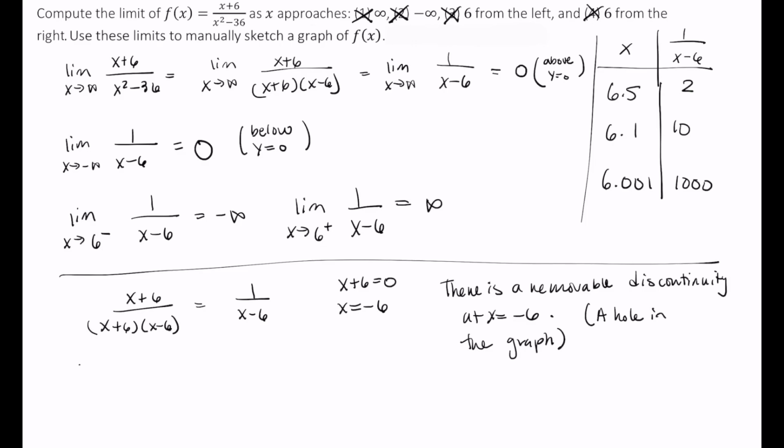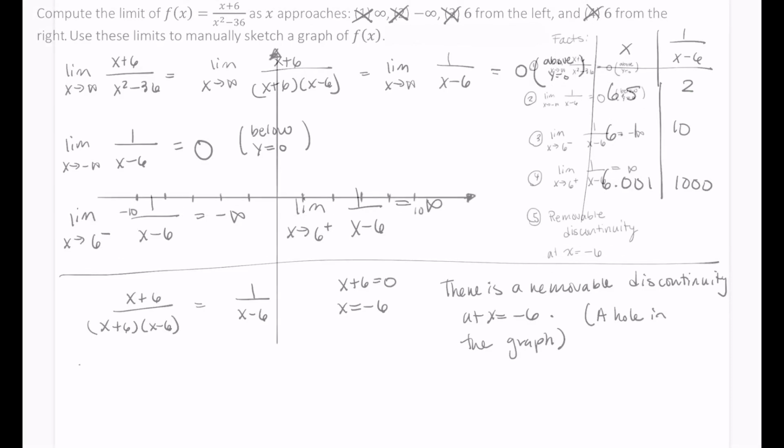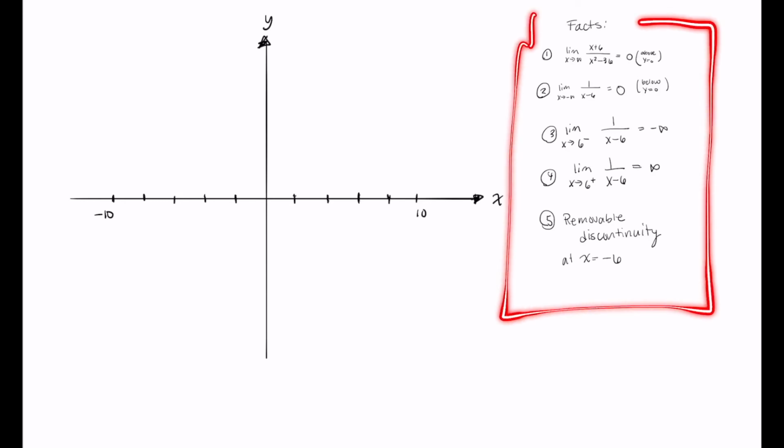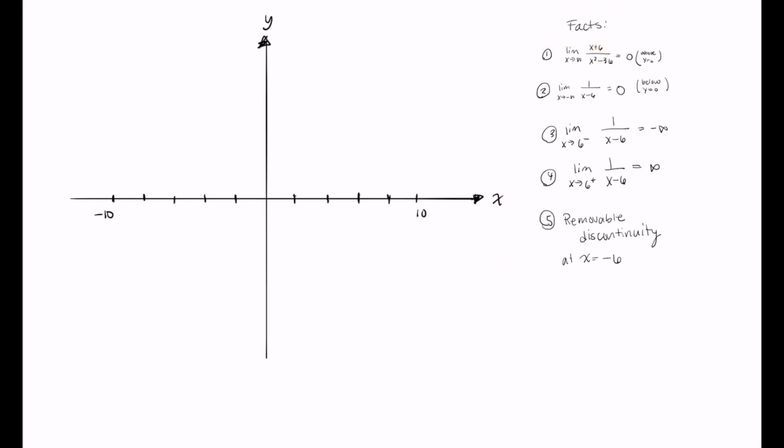All right, so using that, let's sketch a graph. So as you can see here, I went ahead and sketched out an axis. Here's x, here's y, and I also listed out the facts that we've already covered about this function. And as a reminder, this function is f of x is equal to x plus 6 divided by x squared minus 36. We know that as x approaches larger and larger values, our function will approach 0. And we figured out that this was from above y equals 0. So I'm going to go ahead and pencil that in.